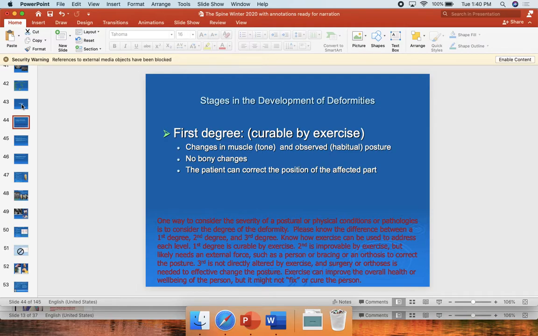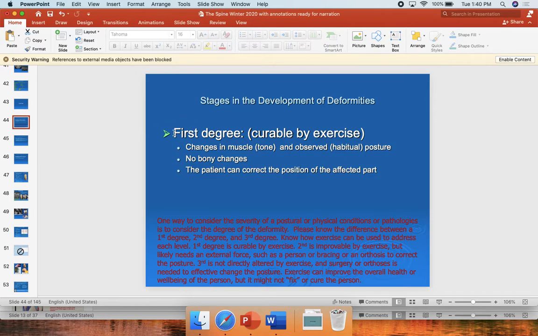kyphosis, I wanted to just start with another general principle, and these are the degrees in the development of a deformity. So we have a first, a second, and a third degree, and these are just general principles that you guys can use to know the severity of the degree, and this is a basis that we can use as non-practicing doctors, right? That we can just say, well, is that going to be something that is fixable with this, or are they going to need this, right?